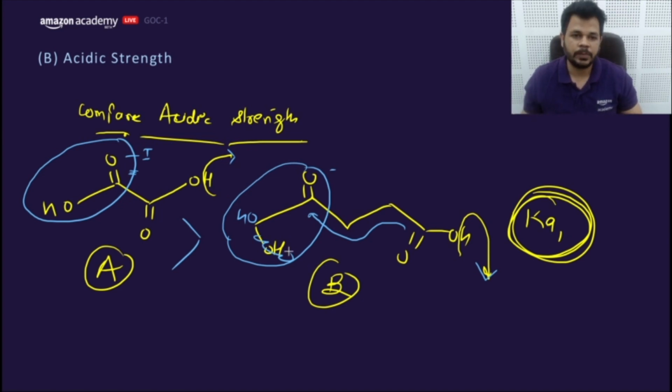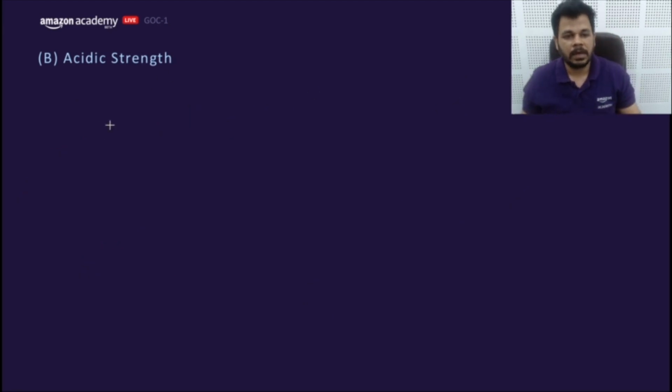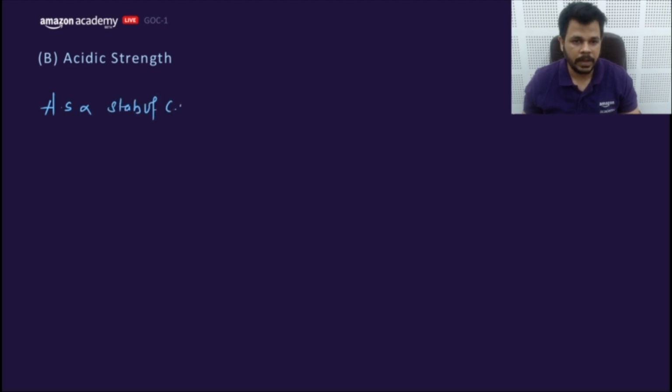Let's move to the next part and let's make a Brahmastra which can solve all the problems now. Depending on the acidic strength, considering inductive effect, acidic strength is directly proportional to what? Stability of conjugate base. Directly proportional to what? Minus I. Inversely proportional to what? Plus I. Or directly proportional to what? Electron withdrawing groups. Inversely proportional to what? Electron donating groups.